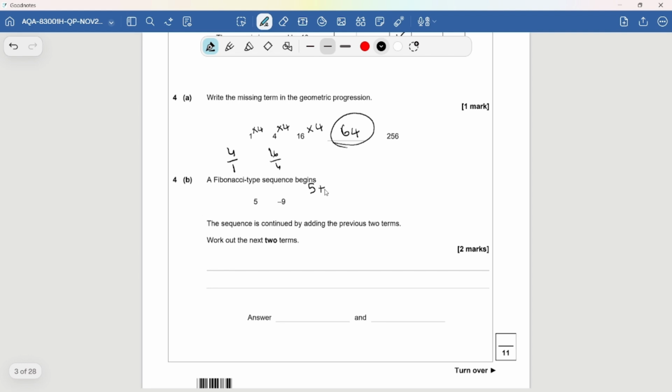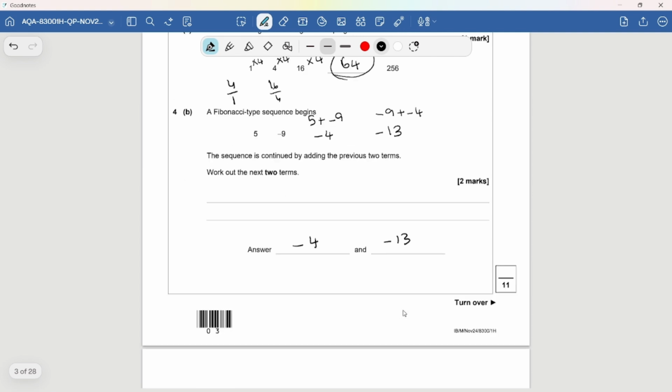So 5 plus -9 is -4. This is the third term of the sequence. The next term will be the sum of the previous two terms, which is -9 plus -4. So -9 plus -4 will be -9 minus 4, which is -13. It just wants you to find the next two terms. So they are -4 and -13.